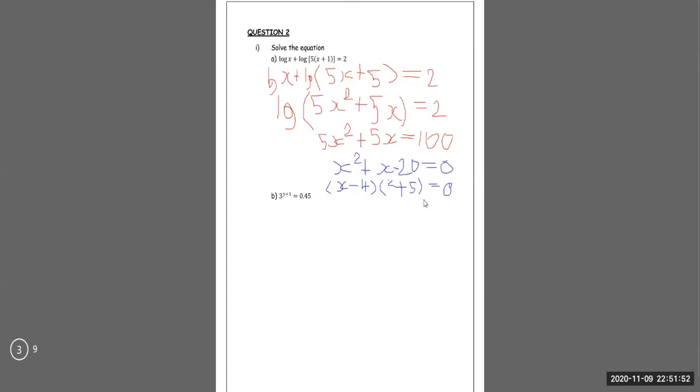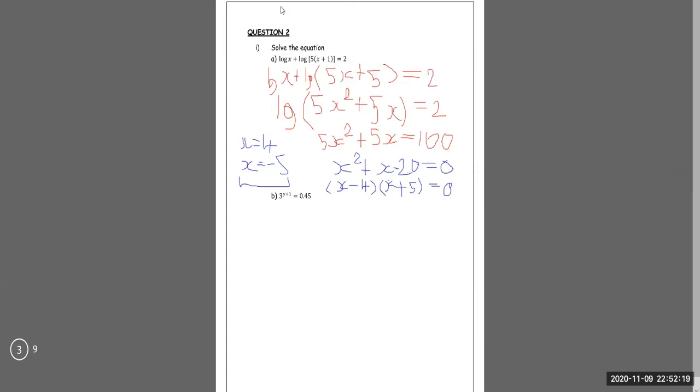So what do we get for our answer? We get x is equal to 4, or x is equal to negative 5. But what do you know? x can't be negative 5, because you cannot log a negative number. Very good. So this one of negative 5, we're going to say inadmissible.